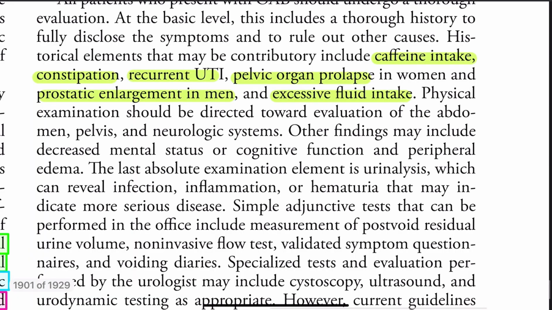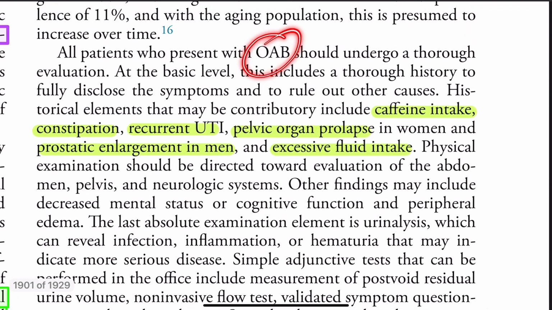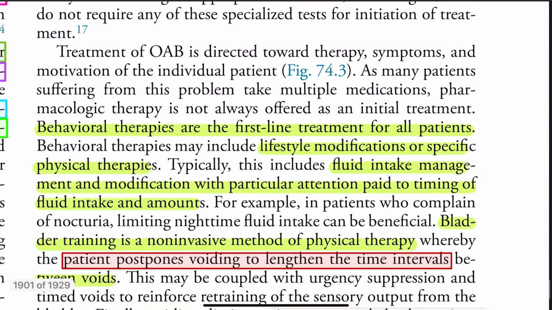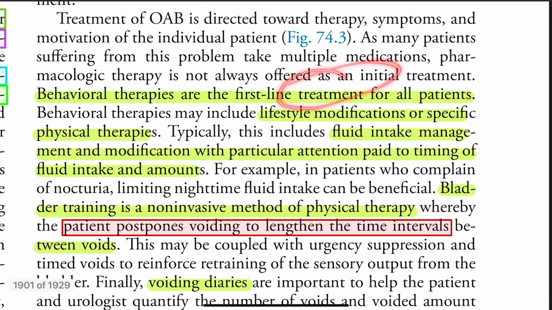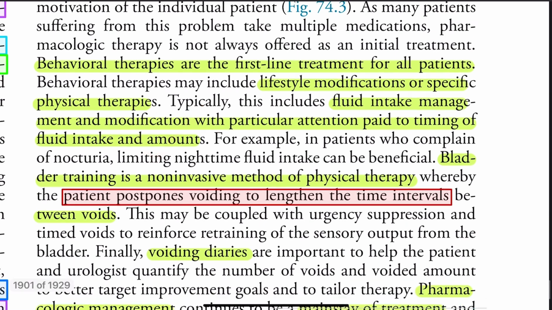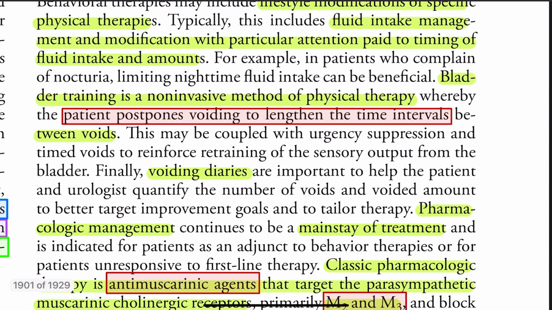Now, what factors lead to OAB? Caffeine intake, constipation, recurrent UTI, pelvic organ prolapse in females, prostatic enlargement in males, and excessive fluid intake. The first line treatment for OAB is behavior therapy: lifestyle modification or specific physical therapy, in which we advise how much fluid to take and at what time, modifying fluid intake, particularly timing and amount. Then bladder training is a non-invasive method of physical therapy.